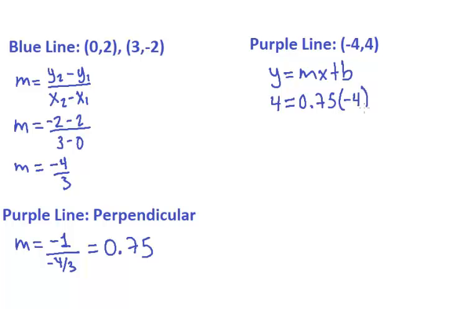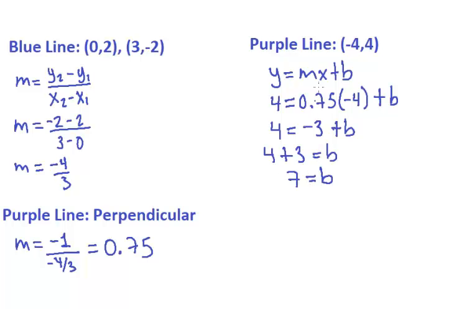x is minus 4, and I copy plus b. If I multiply 0.75 with negative 4, that will give me minus 3. I pass that 3 to add to the other side, and I know now that b will be 7. Now that I know b and I also know m of the purple line, I can find the equation of the purple line, which is what the exercise was asking me to find. Basically, I can find the solution.